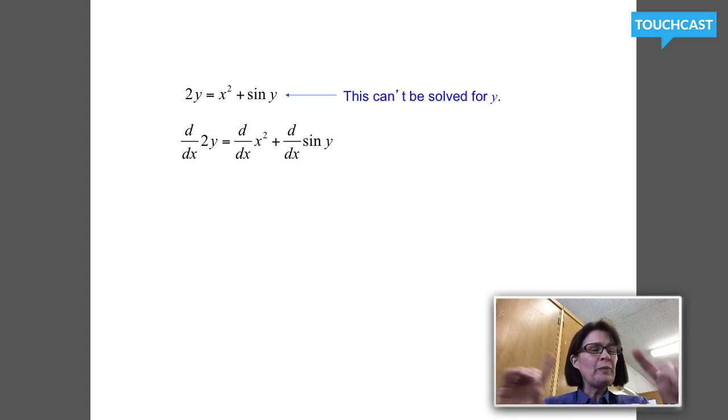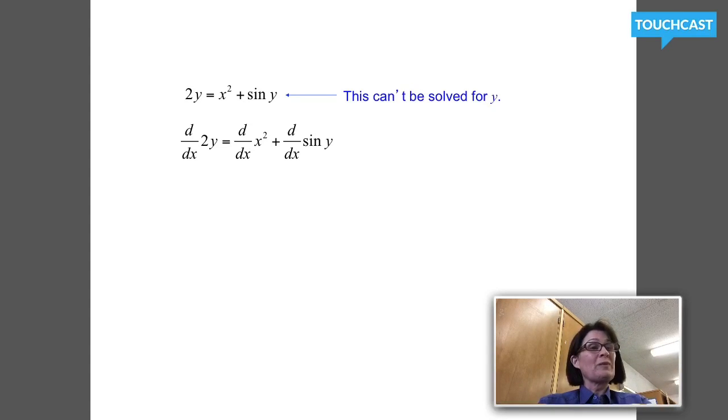The other two terms in my equation are functions of y. In order to take the derivative of a function of y with respect to x, we're going to take its derivative with respect to y, the variable that's there, and multiply by dy/dx. That's another application of the chain rule. So the derivative with respect to x of 2y, well, the derivative of 2y with respect to y is just 2, and then I'm going to multiply by dy/dx.